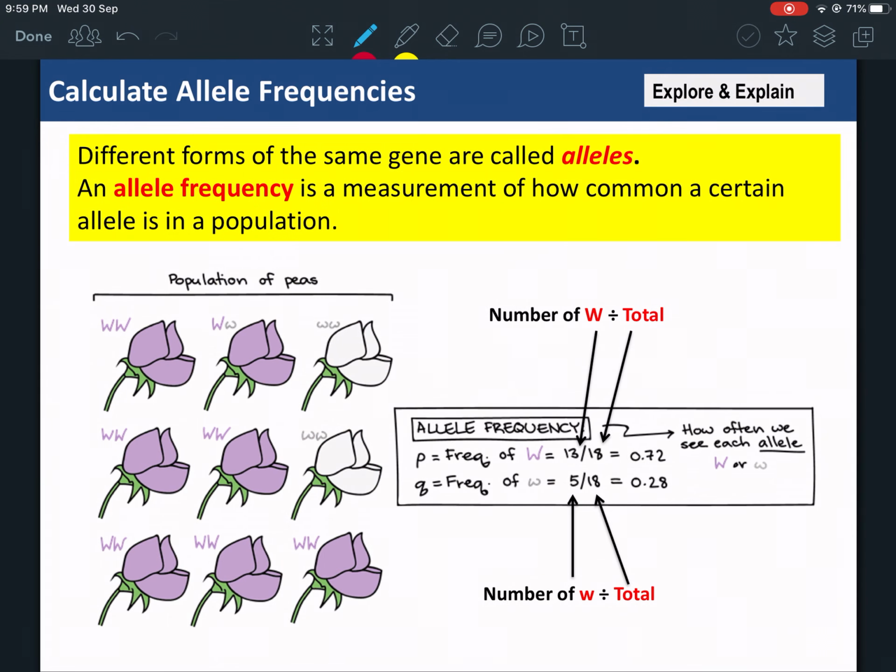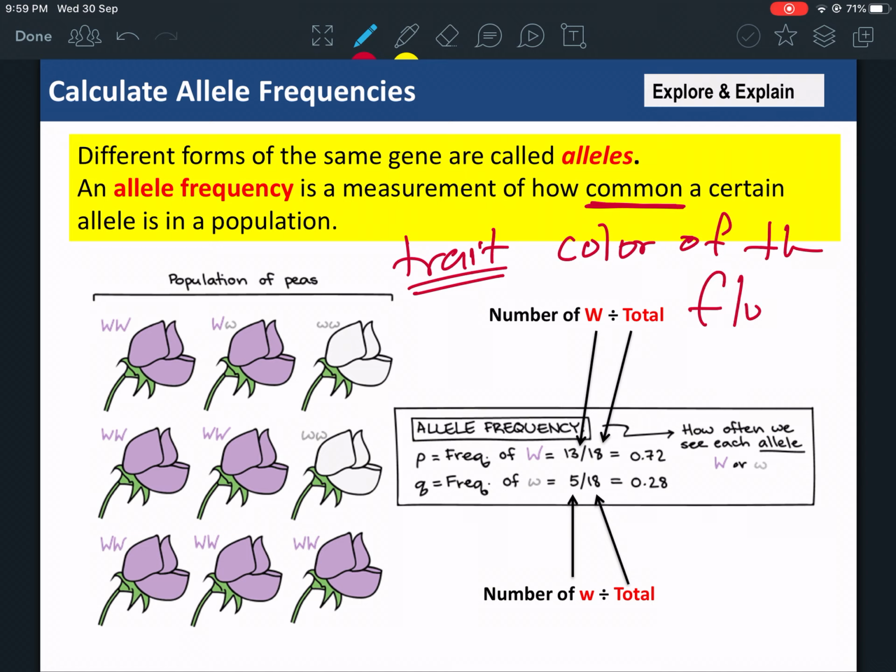So an allele frequency is a measurement of how common a trait is in a population. For example, the trait here is the color of the flower. That's the trait here. Okay, so how common is the purple here? If you notice, purple here is more common because purple is dominant.